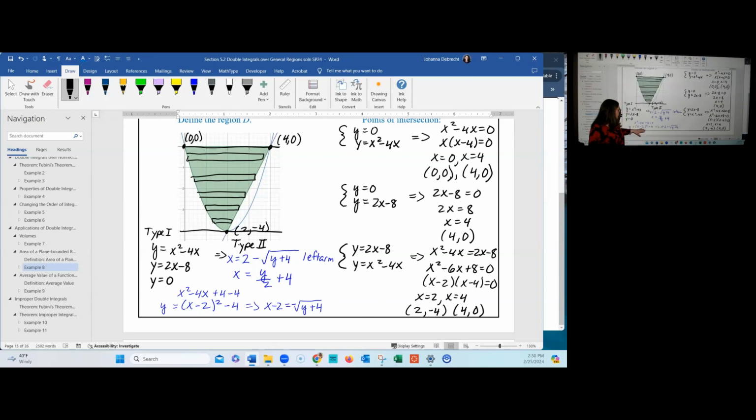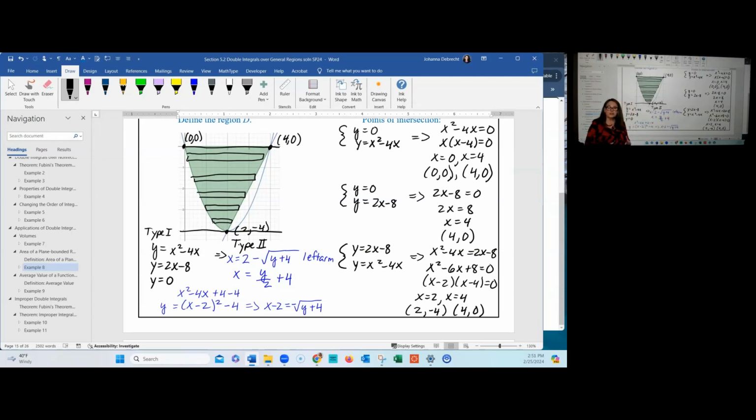Once we do that, we can solve for x minus 2 by moving the 4 to the right by addition and taking plus or minus the square root. We know by inspection of the region that it's the left arm, so we're interested in the negative square root of y plus 4. But this doesn't give us x, it gives us x minus 2, so we add 2 to both sides to get the rewritten function of y: 2 minus the square root of y plus 4.